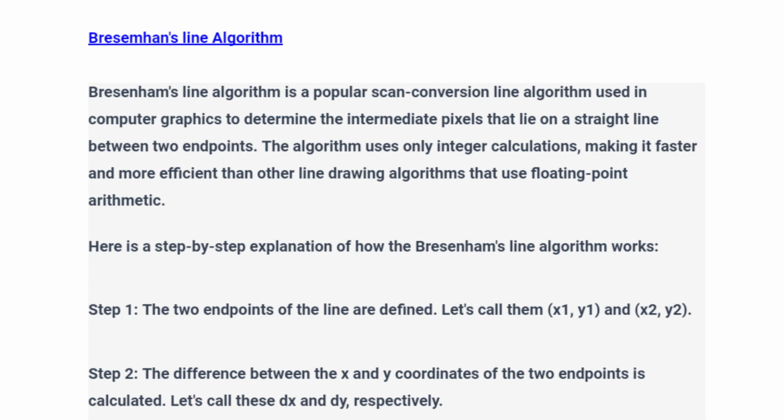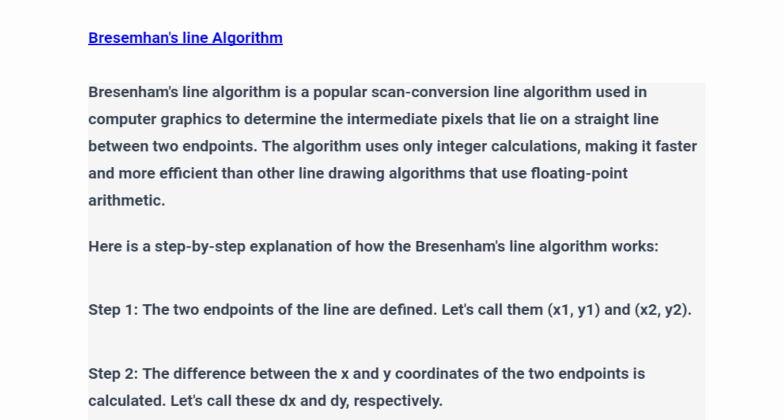Bresenham's line algorithm. Bresenham's line algorithm is a popular scan conversion line algorithm used in computer graphics to determine the intermediate pixels that lie on a straight line between two endpoints. The algorithm uses only integer calculations, making it faster and more efficient than other line drawing algorithms that use floating point arithmetic. Here is a step-by-step explanation of how Bresenham's line algorithm works.